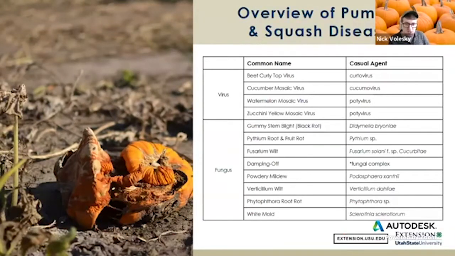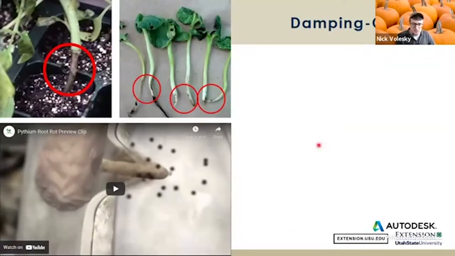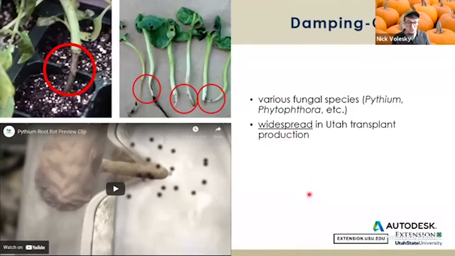So first I want to talk to you guys about damping off. Damping off is caused by various fungal species, and this usually occurs in our transplant production. So when you guys are first starting off your pumpkins early on, this is something you want to be very careful of. It's caused by different Pythiums, Phytophthoras, Rhizoctonias, just a whole variety of pathogens. And it's widespread, not only in pumpkins, but all our vegetable crops that we transplant. And you'll usually see this in a greenhouse setting.